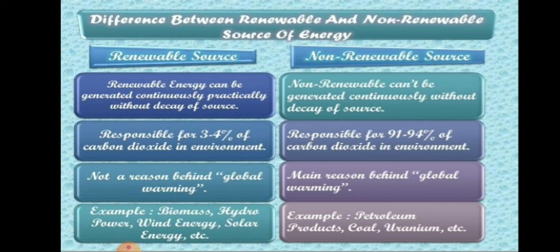Renewable sources are not a reason behind global warming; non-renewable sources are the main reason behind global warming. Examples of renewable sources are biomass, hydropower, wind energy, solar energy. And non-renewable sources, for example, petroleum products, coal, uranium. Renewable sources are also called non-conventional. Non-renewable sources are also called conventional sources.